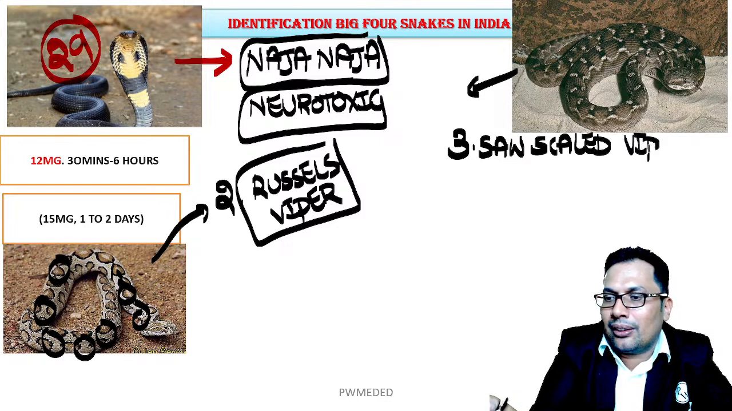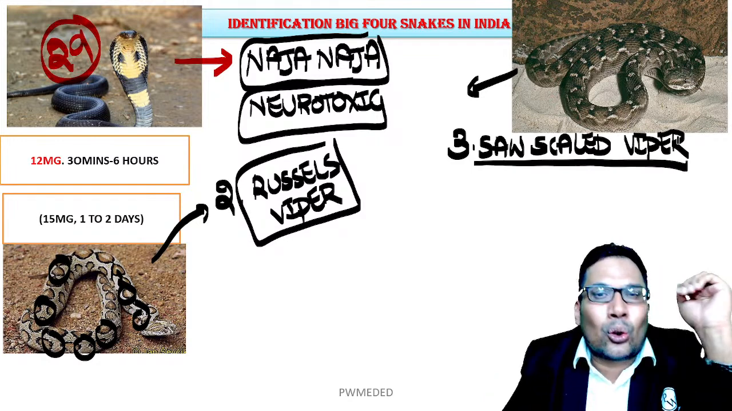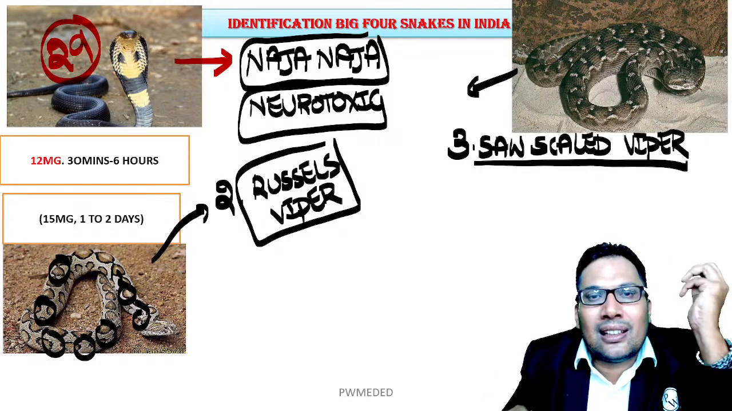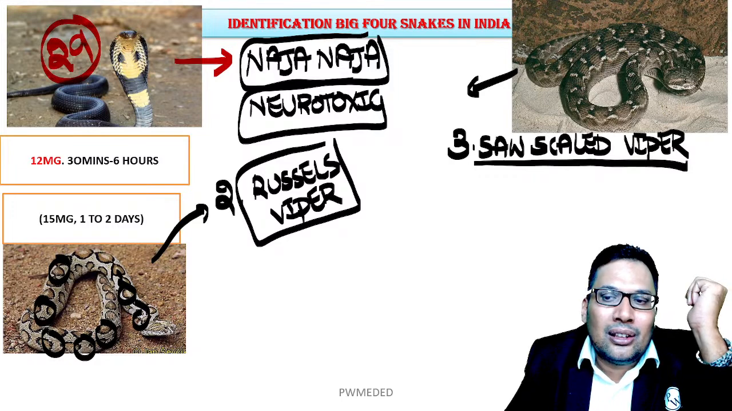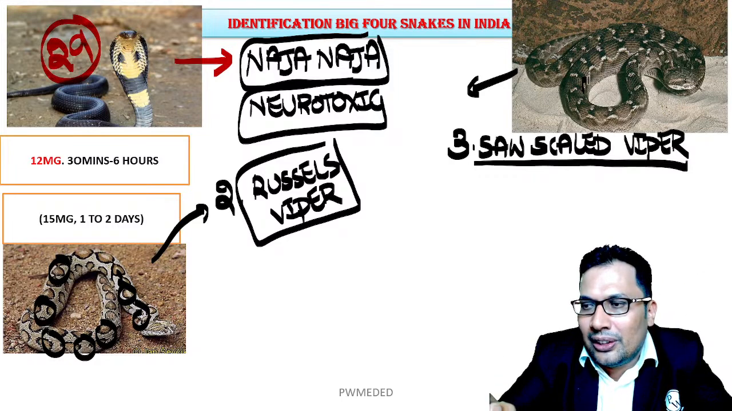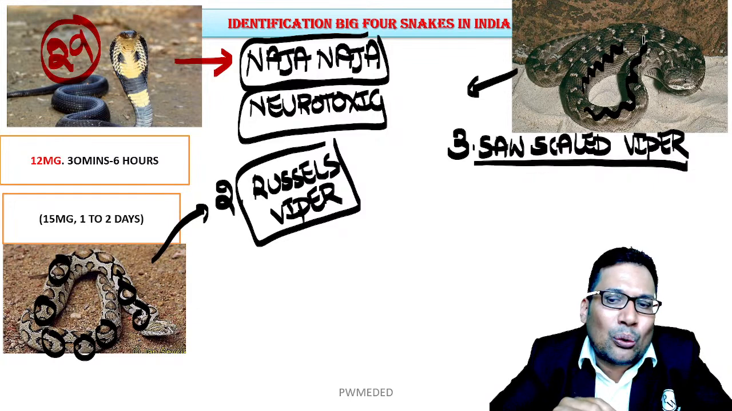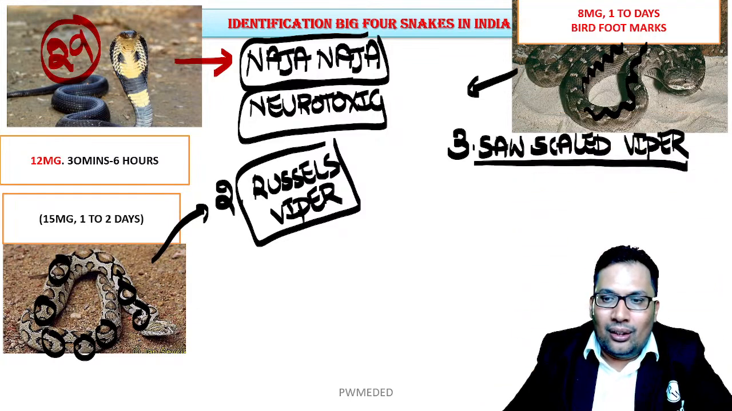Saw-scaled viper. Remember, saw-scaled viper is also hemotoxic. It causes the same clinical features as Russell's viper. So what is the finding here? You will see the white wavy line. You can see the white wavy line. This is known as saw-scaled viper.